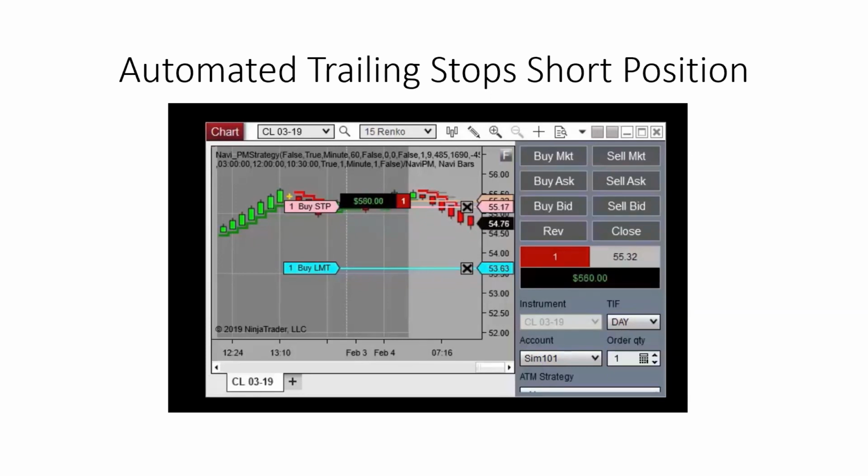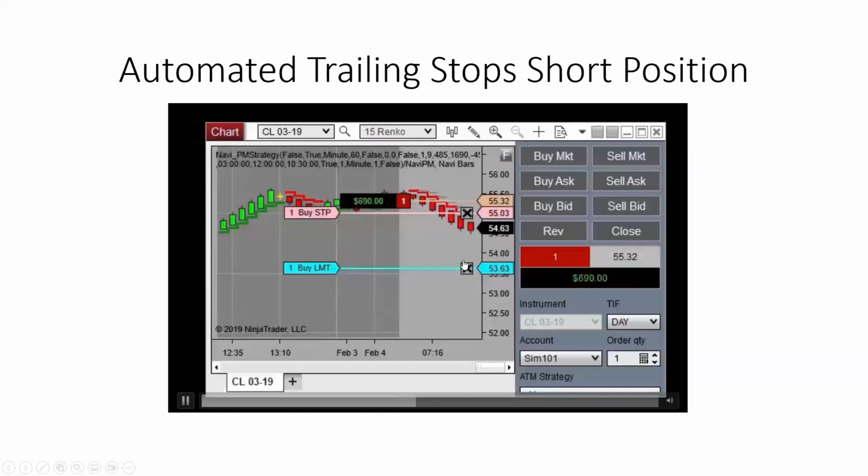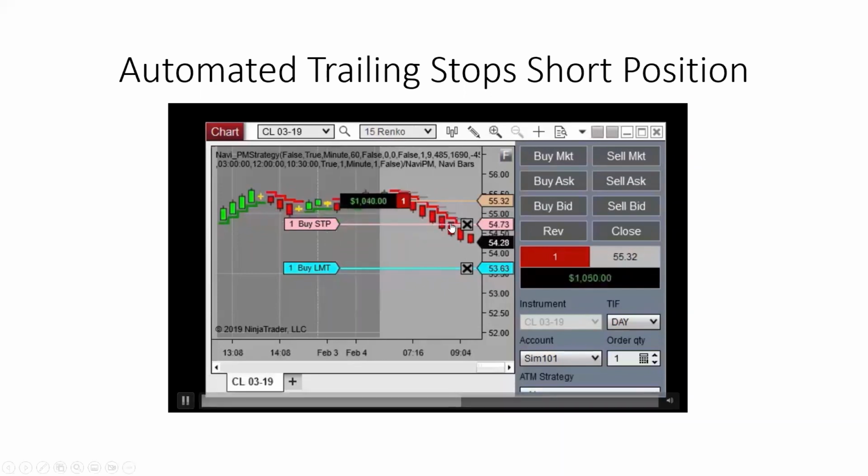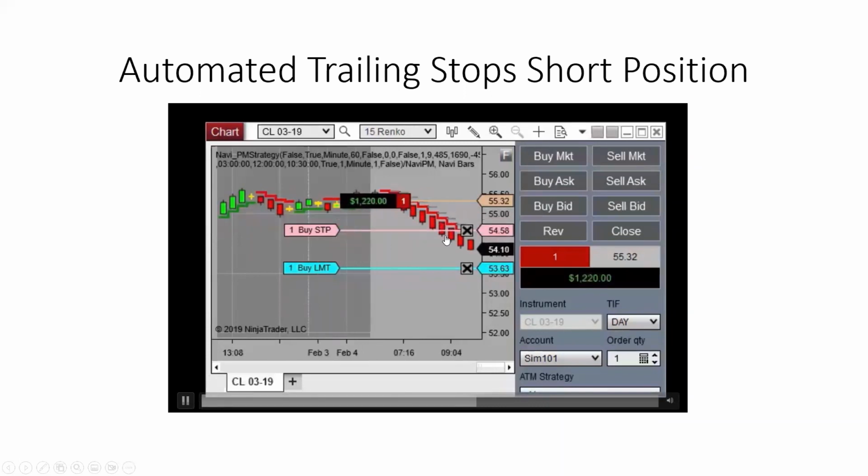All right, so here we're moving down slightly, and you can see the pink line is attached to the red line, so it's being adjusted downward right now. The profit target is 53.63. And you can see the trailing stop being adjusted downward automatically. If you come to our live session tomorrow morning, I'll show you how to attach these orders to an indicator. It's very easy to do.